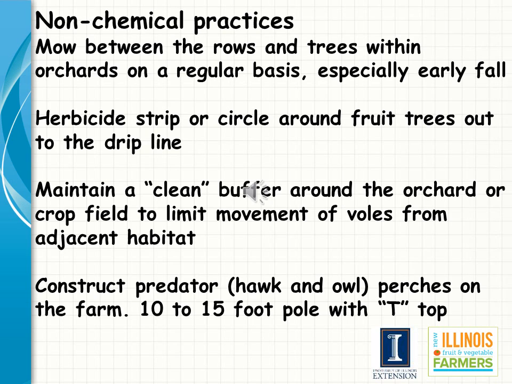If you can't, you can also remove the vegetation out to the drip line around each fruit tree. Especially want to do this if you have pine voles in your orchard. You can also mow adjacent areas to the orchard or crop field to reduce the connected vole habitat to these parts of your farm. Some people use predator perches, and they can be installed to encourage the American kestrel and red-tailed hawk to use your farm as hunting grounds to consume some of the voles.